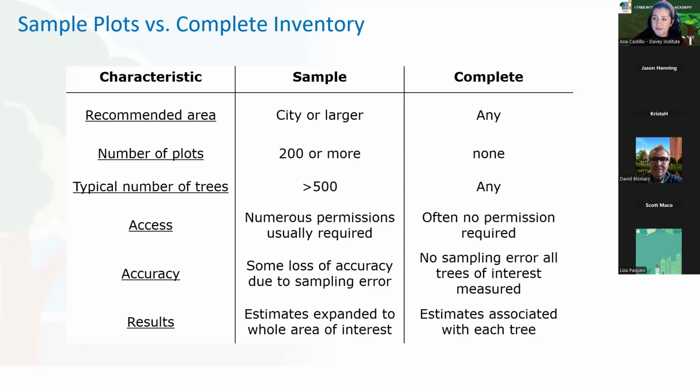And you can ask others who've done this type of project about what that's like. But the pro of this is that, again, you'll get an estimate for the entire area of interest, rather than just those trees that you measured, as you do with the complete inventory, which in many respects is easier. You get to choose which trees you want to measure and how many of them you want, but you're only going to get results for those trees. So, like I said, decision number one.